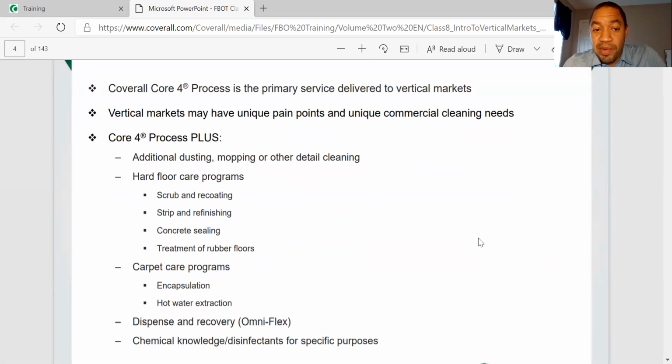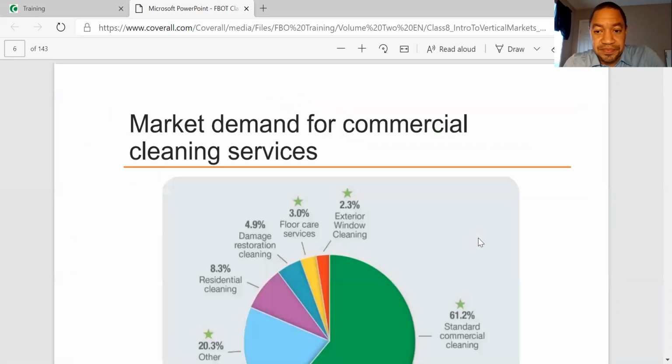It could also have a carpet care program, which can be encapsulation, that's low moisture cleaning, hot water extraction, that's a deeper cleaning, and dispense and recovery, something you might see in our Walmart when they drop something on the floor and suck that stuff up and get it out of the way. And you should have chemical knowledge of the disinfectants that are needed for specific purposes in these types of environments.